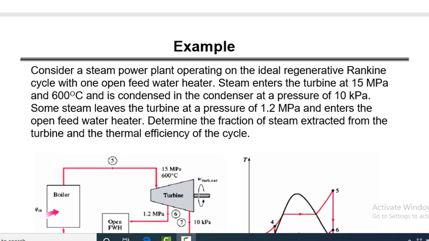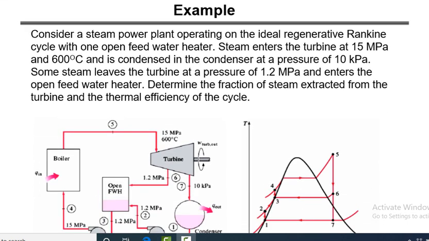Then in this case what happened? Given that the steam enters the turbine section at a pressure of 15 megapascal and 600 degrees Celsius. Then in the turbine section, the pressure is 15 megapascal and the temperature is 600 degrees Celsius, which means the steam is superheated because the temperature is more than 100 degrees Celsius. Then it is condensed in the condenser at the given pressure.